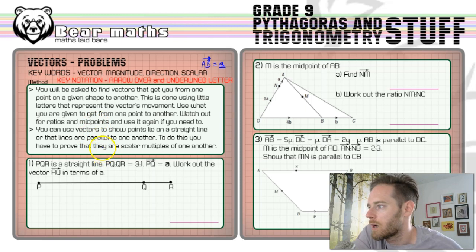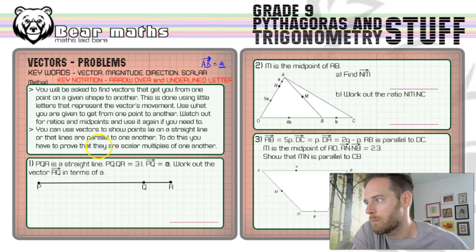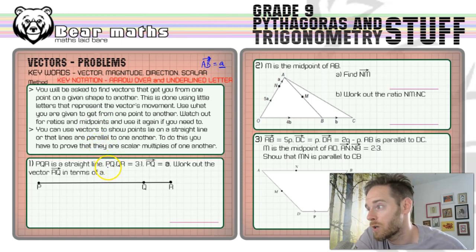So in the first question, PQR is a straight line. The ratio of PQ to QR is 3 to 1. And the vector of P to Q is little a. So here, we could underline that. There to there is this little letter a. So we're going to work out the vector of R to Q in terms of a.